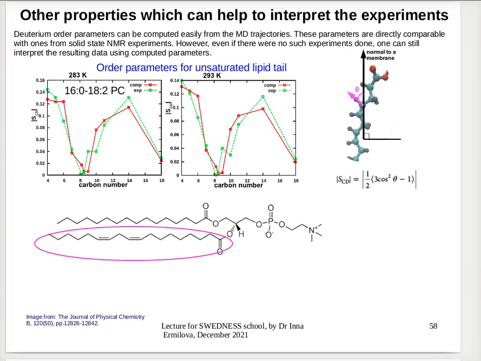Let's say if you don't have only scattering data, but you use, for example, NMR, you can also calculate the deuterium order parameters, which can tell you a lot of things about order, and particularly in molecular dynamics simulations they can be very accurately reproduced. I didn't show error bars here, but they are all within error bars.